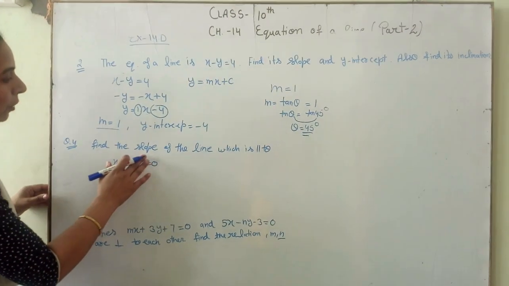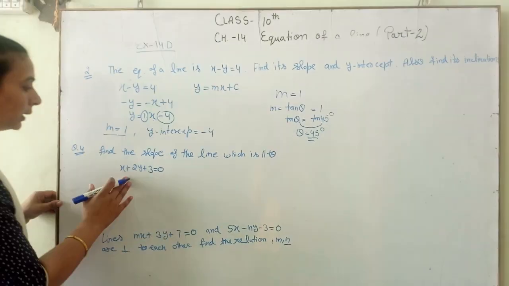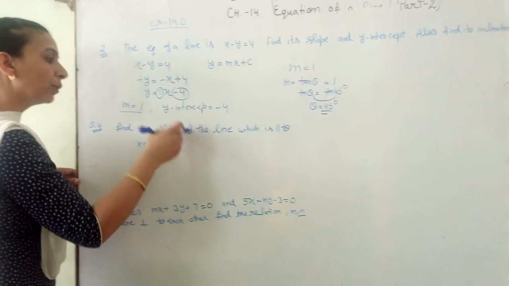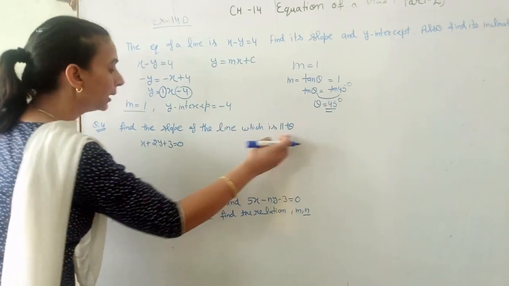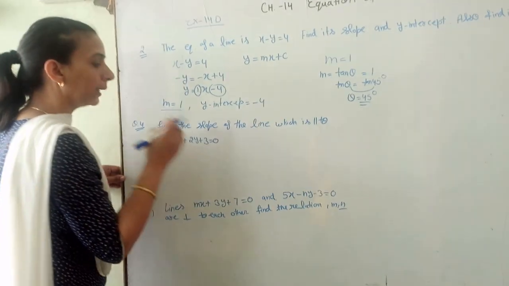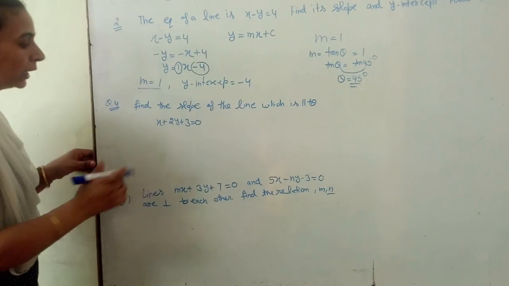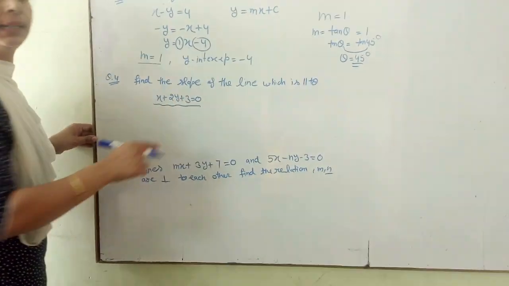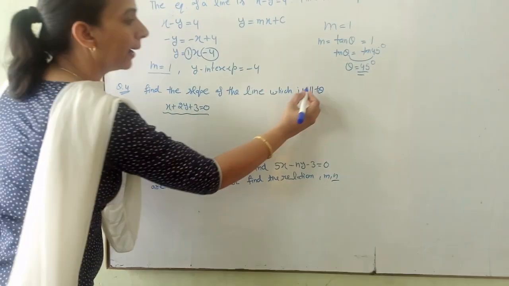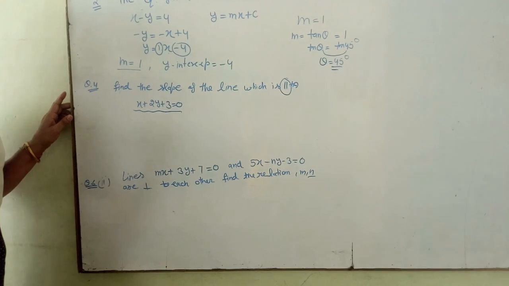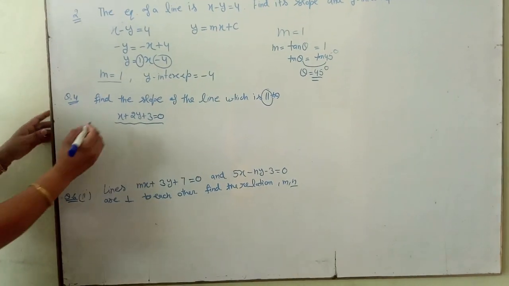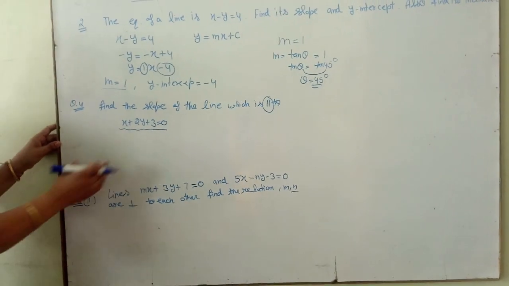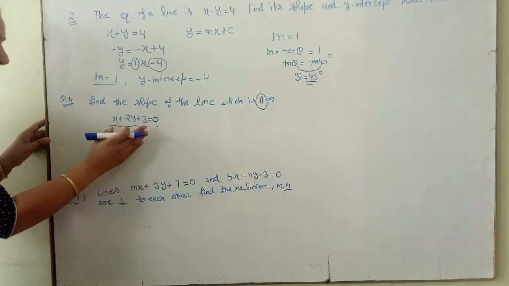Again, second question. Find the slope of the line which is parallel to the line x plus 2y plus 3 equal to 0. There are two lines, the equation of one line is already given, then we find the slope of the other line. Student, if two lines are parallel, then their slopes are equal. First we find the slope of this line, and the same slope applies to the next line.